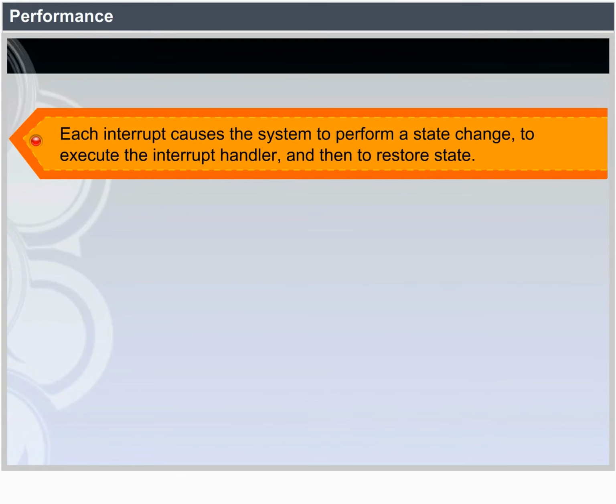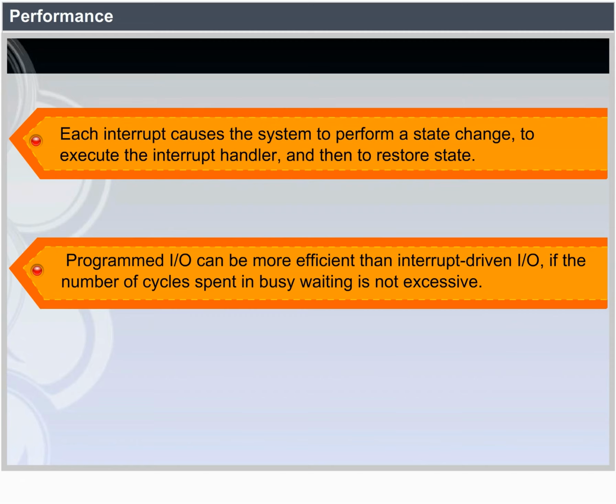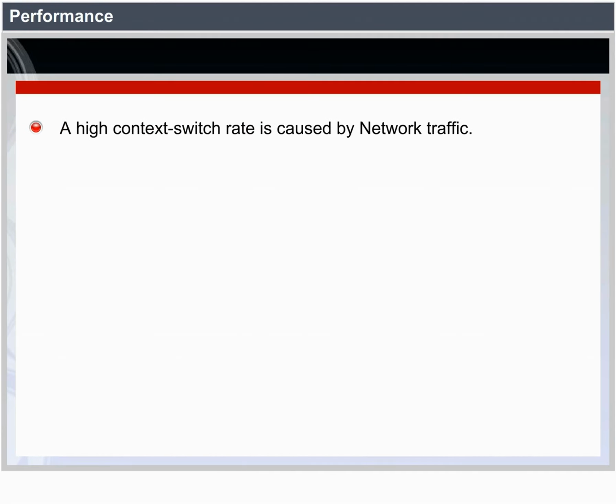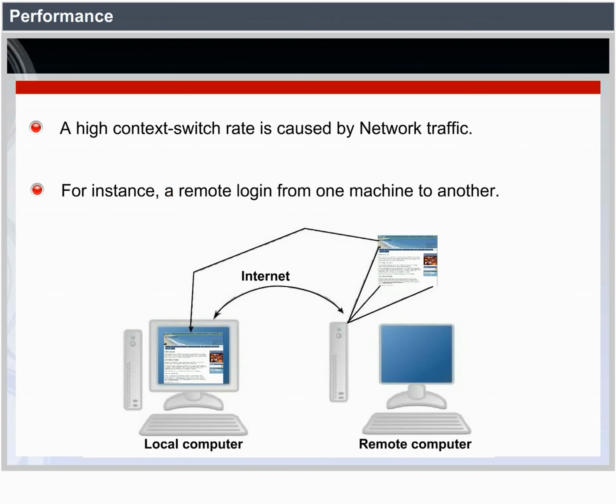Programmed input-output can be more efficient than interrupt-driven input-output if the number of cycles spent in busy waiting is not excessive. An input-output completion typically unblocks a process, leading to the full overhead of a context switch. Network traffic can also cause a high context switch rate. Consider, for instance, a remote login from one machine to another. Each character typed on the local machine must be transported to the remote machine.